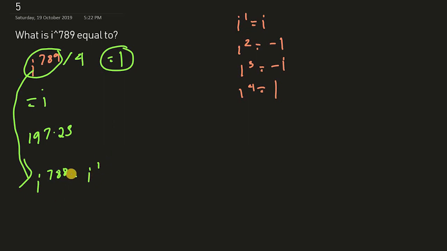So now, since i raised to 788 is divisible by 4, this would totally be equal to 1. Right? Ita-times natin yan sa i raised to 1. i raised to 1 is equal to i. So, 1 times i is equal to i. Kaya yun po yung sagot natin. Let's try to solve for this.